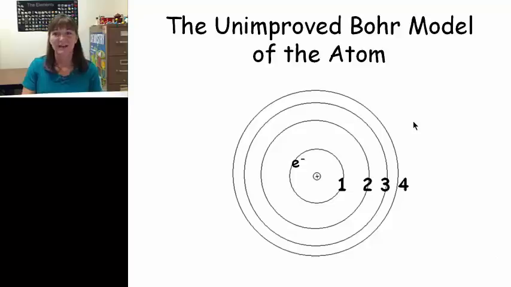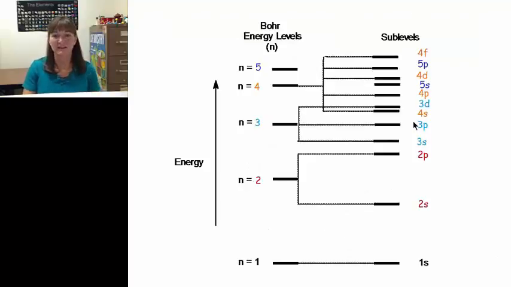Okay, so the unimproved Bohr's model of the atom. This was what Bohr had first said. It turns out that the sublevels kind of complicate things a little bit. So here are the original orbits. We call them energy levels that Bohr had come up with. He said there's 1 that's closest to the nucleus, and 2, 3, 4, and 5.